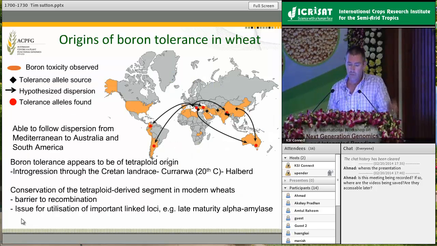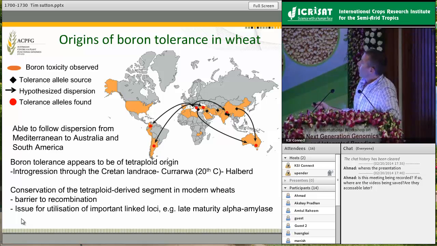So we also are interested in looking at the origins of boron tolerance in wheat in Australia. We're interested in knowing where this came from. So we selected a set of wheats from around the world, and we tried to ask the question about where this tolerance locus came from. So here I've just shown in orange the countries that have some evidence where boron toxicity has been documented in the literature or anecdotally.